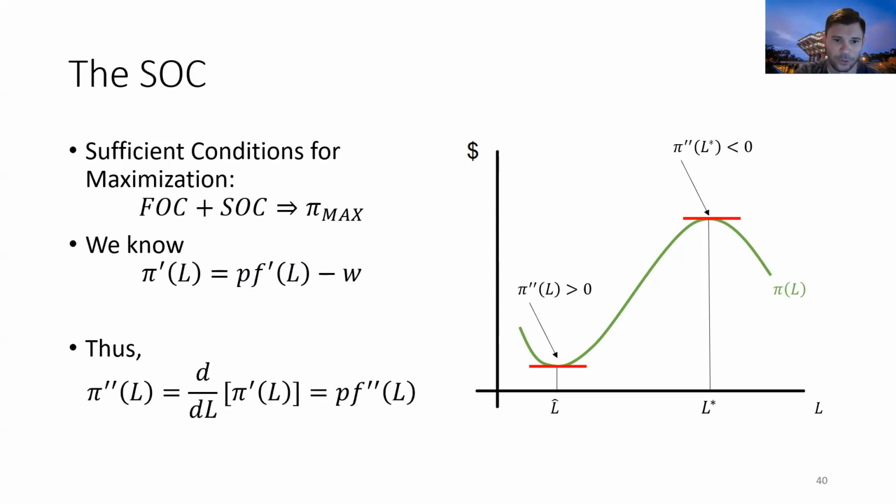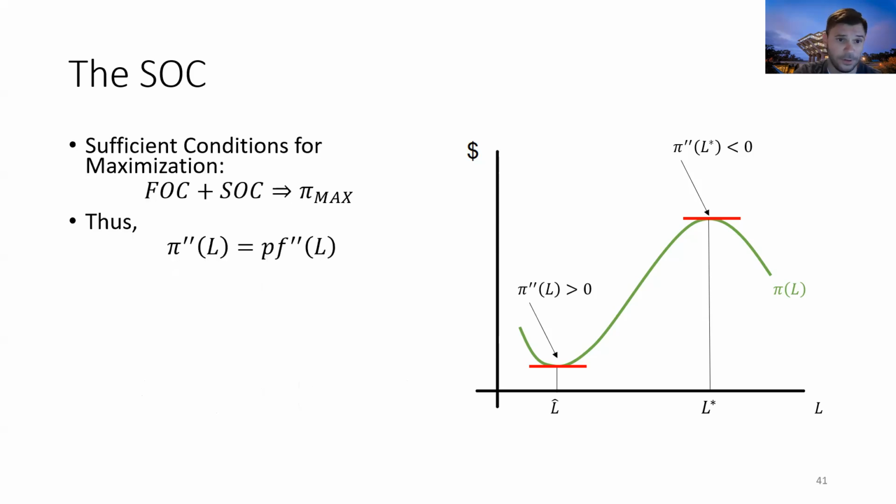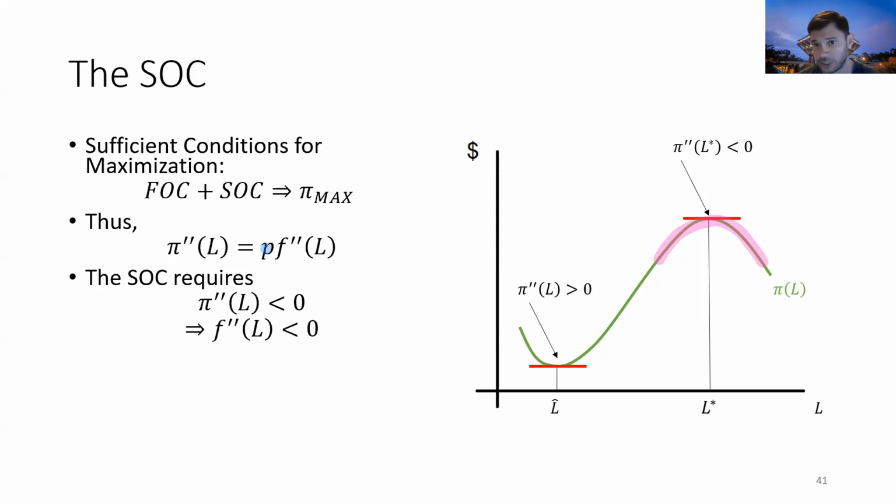And we recognize the second order condition involved this term P times F double prime of L. And we required, in order to guarantee that we are at a maximum dealing with the frown face shape of that function and not a minimum, that the second derivative with respect to labor was negative. Now, given that prices cannot be negative, prices are going to be positive, that meant the term that had to be negative here was F double prime of L, the second derivative of the production function. And that should be a familiar condition.